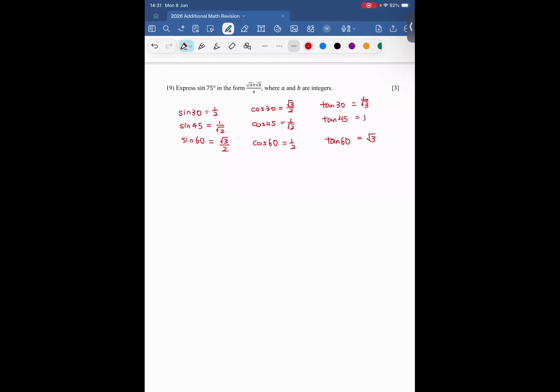Okay, so sine 75 is equal to sine (30 plus 45). Then you use your addition formula to open up: sine cos, plus cosine sin. Now, put in the exact value for each trigo function. Then simplify.